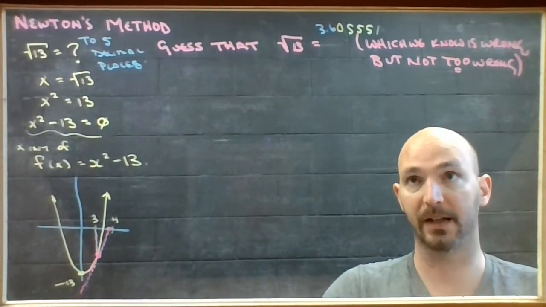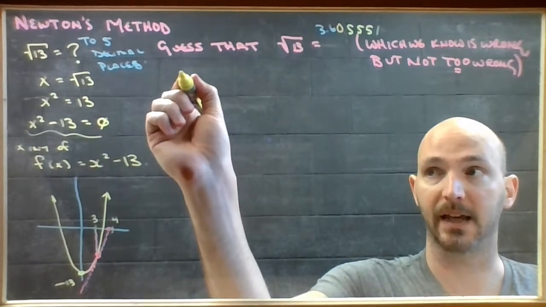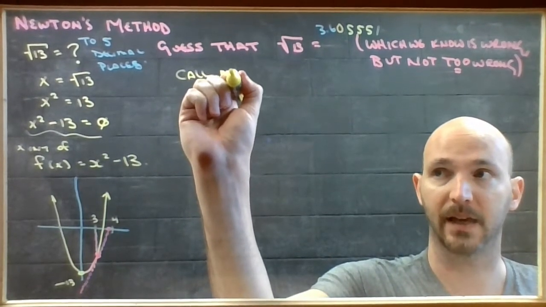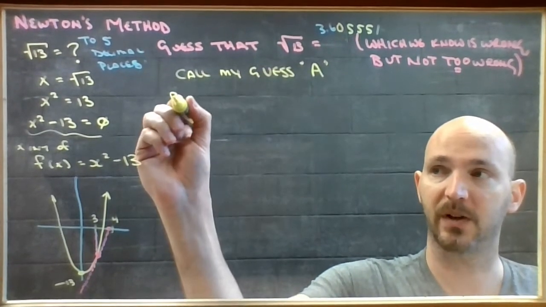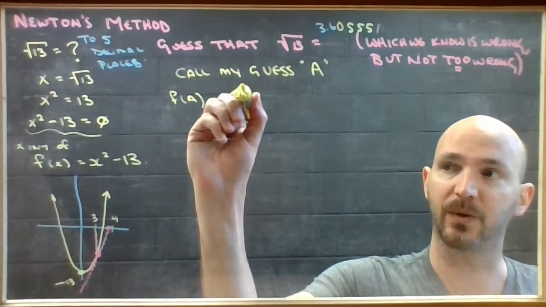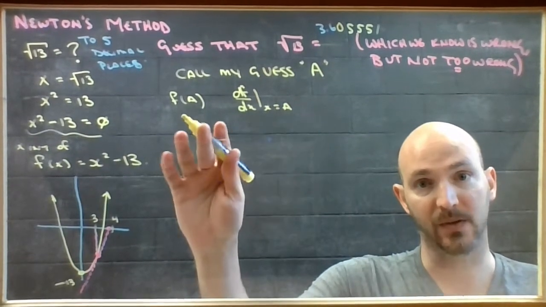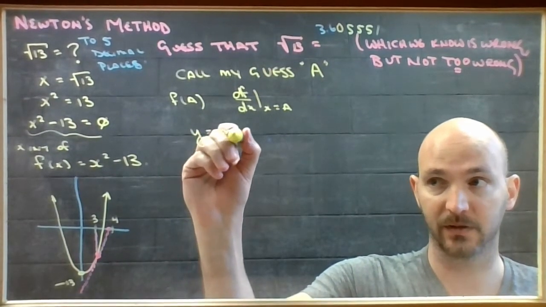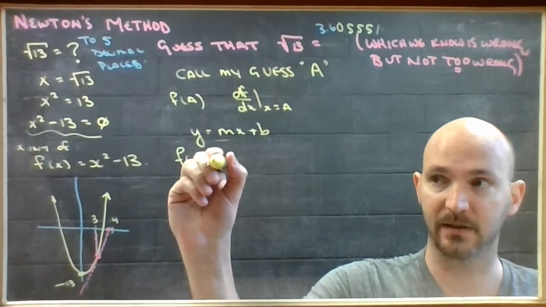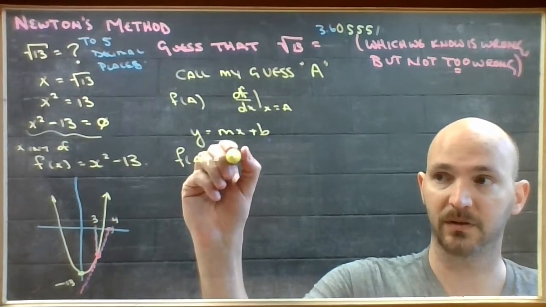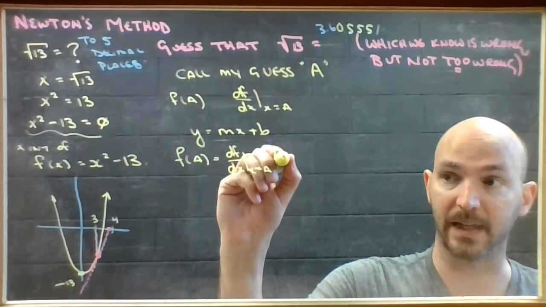So first off, what did I do? I took this thing and I made it my guess. So I'm going to call my guess A. So I took the function at A and I got the derivative at A. And once I had those things, I plugged them into the equation for a line. So my y value then is the function at my guess. M is the slope at my guess. X was my guess.